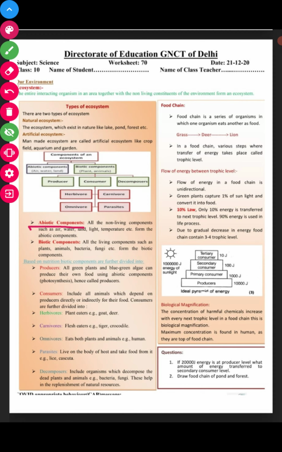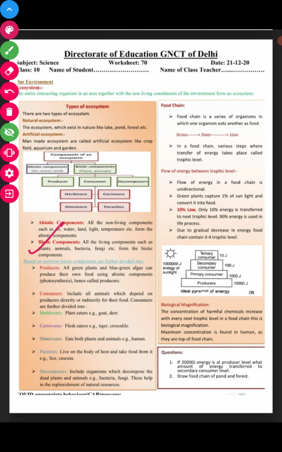All the non-living components in a particular area, such as air, water, land, light, temperature, moisture, humidity, are all included in your abiotic component. Whereas the biotic components are all the living components such as plants, animals, bacteria, fungi. They all form biotic components. Okay, right?